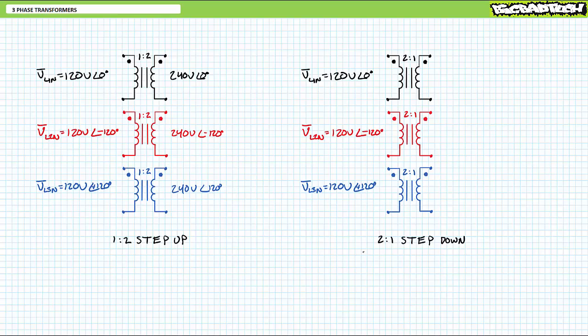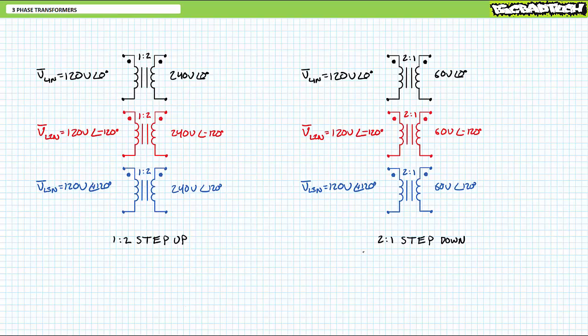120 volts at 0 degrees, 120 volts at negative 120 degrees, and 120 volts at positive 120 degrees. The secondary outputs would understandably be half the primary inputs, yielding 60 volts at 0 degrees, 60 volts at negative 120 degrees, and 60 volts at positive 120 degrees.